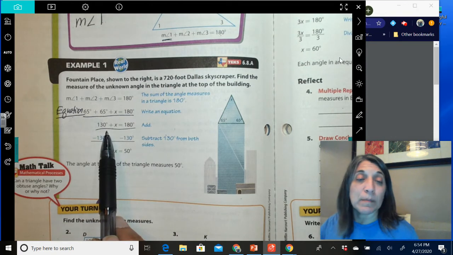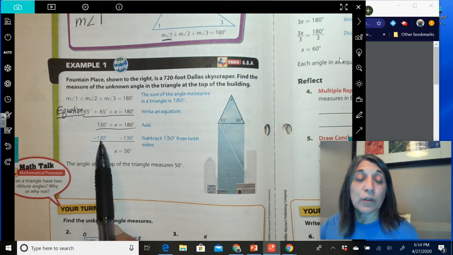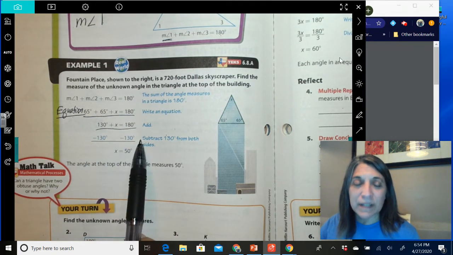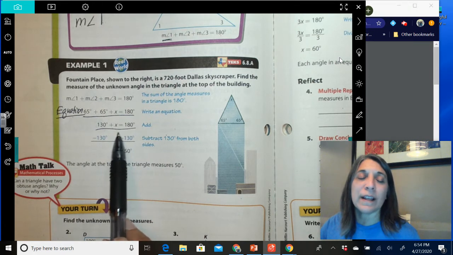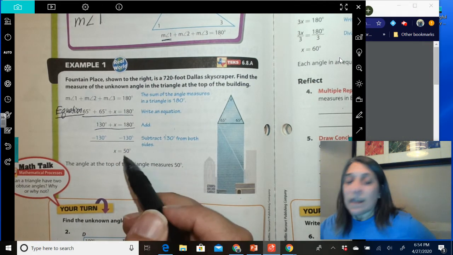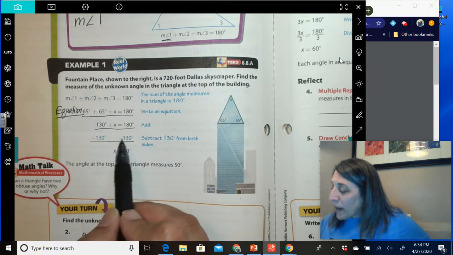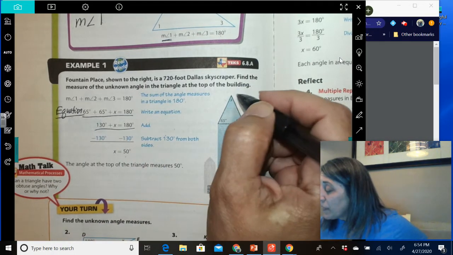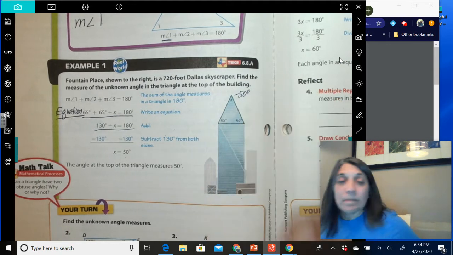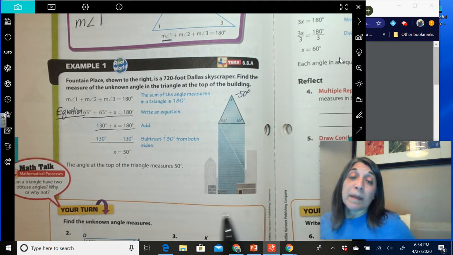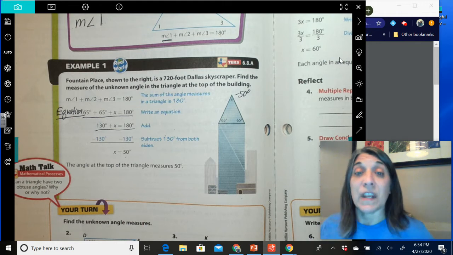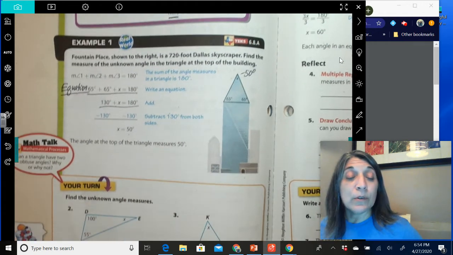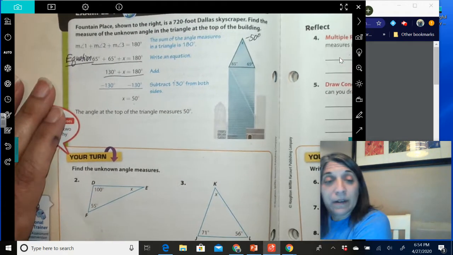Now this looks very similar. Notice they did the minus 130. They put the line because it's addition or subtraction. Sorry, I underlined it. That kind of makes things messy. I shouldn't have done that. Subtracting 130 from both sides, and they get x equals 50. So they know that this is 50 degrees. So if they wanted to check their work, they should be able to add 65 and 65 and 50 and come up with 180. So now you guys are going to try a couple of them down here.